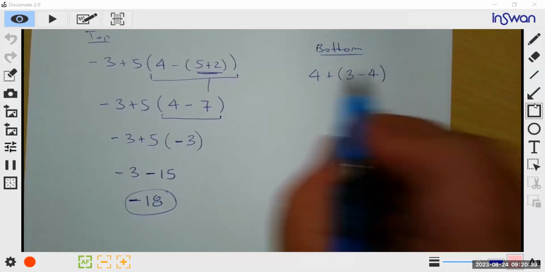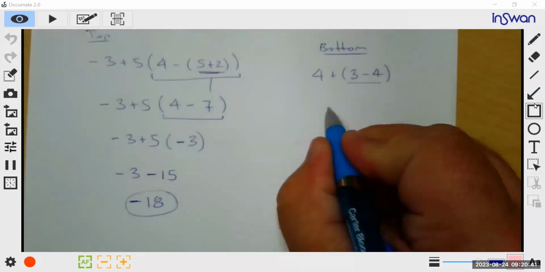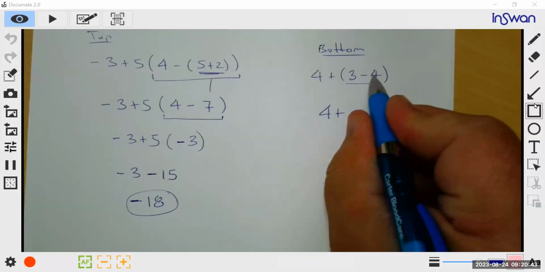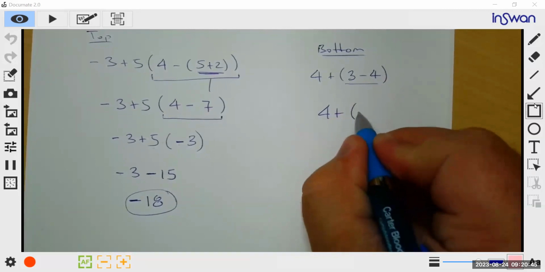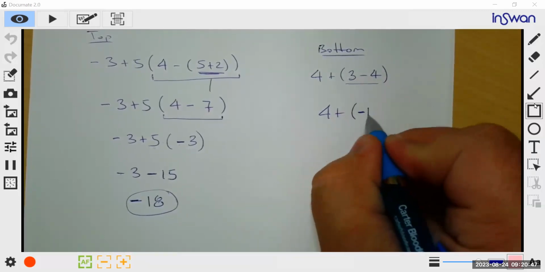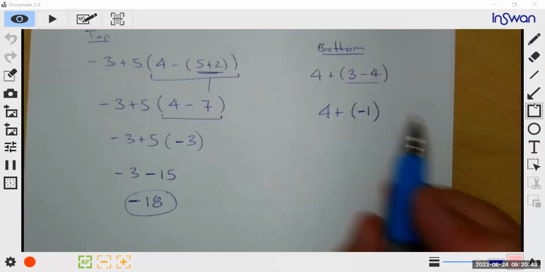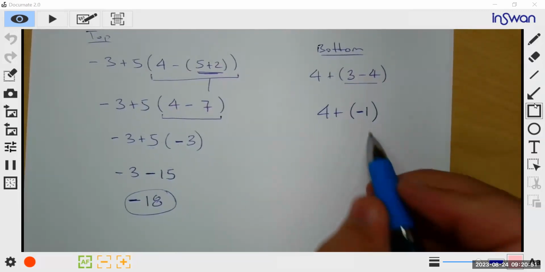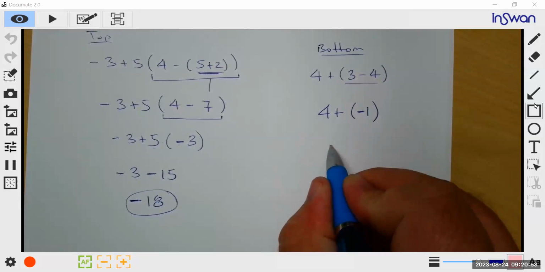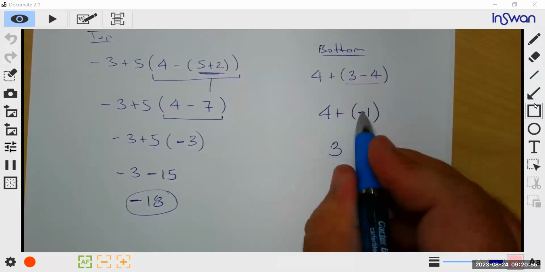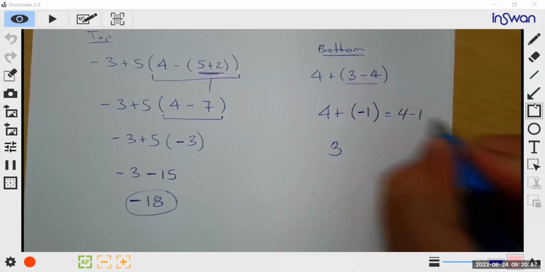The bottom number, inside parentheses. 4 is bigger than 3, it's negative, so it's 4 minus 3 is 1. So 4 plus -1 is 3. So it's actually 4. This is the same thing as 4 minus 1.